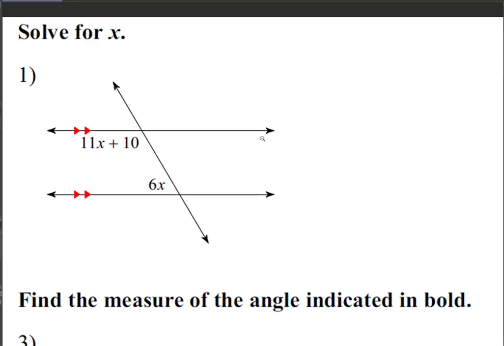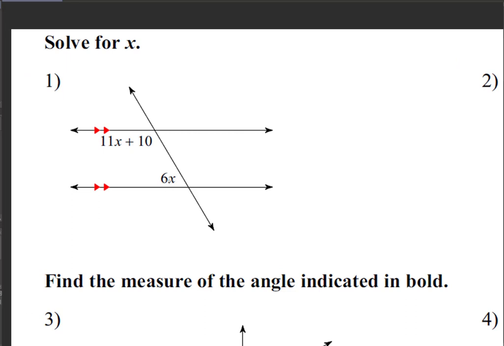So this one says solve for x, right? 11x plus 10 and 6x here. So this angle here is 11x plus 10. This angle here is 6x. Now, we know that those aren't the same. Obviously, you can see they're not the same, right? But we also know that these are parallel, right?